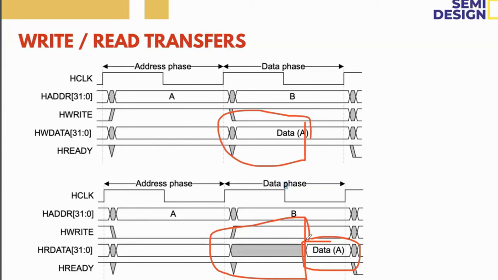Whatever data has been transmitted from the master, after the next edge, the slave will read the data. Is the next edge positive or negative? Next positive, yes, the next rising edge only, the next positive edge only. But here, the read data happens in the same phase.